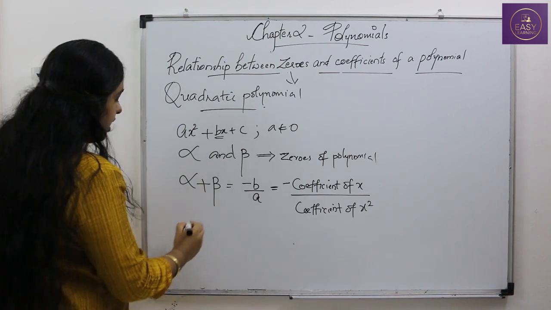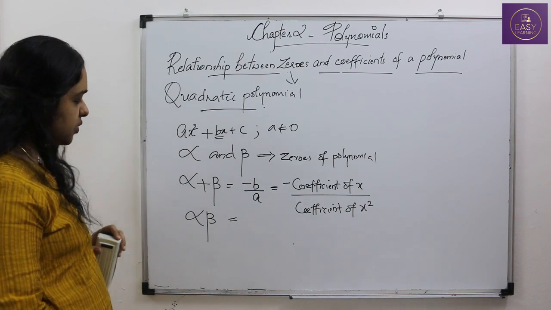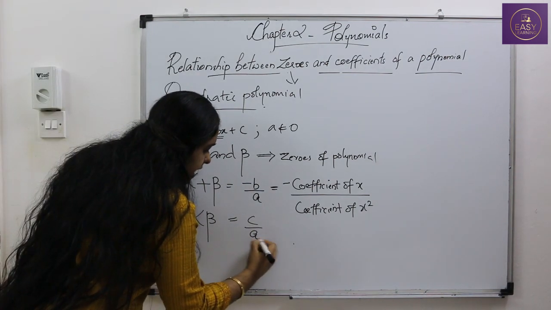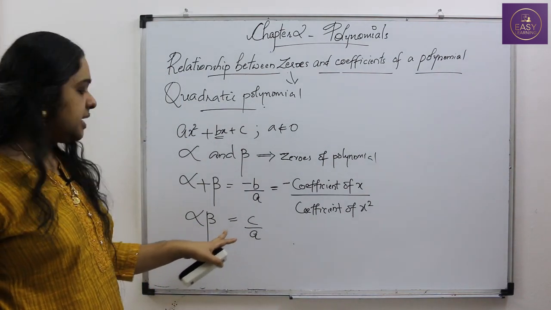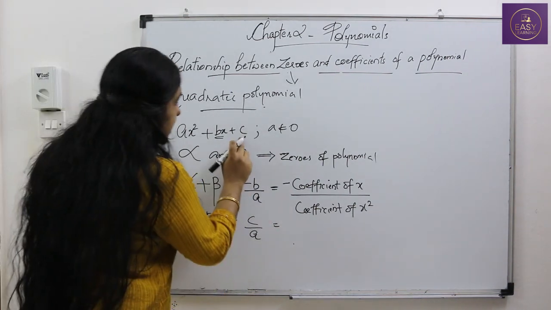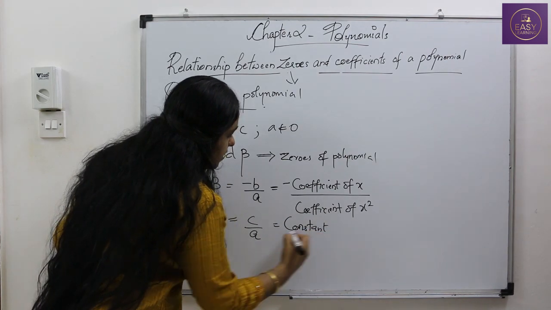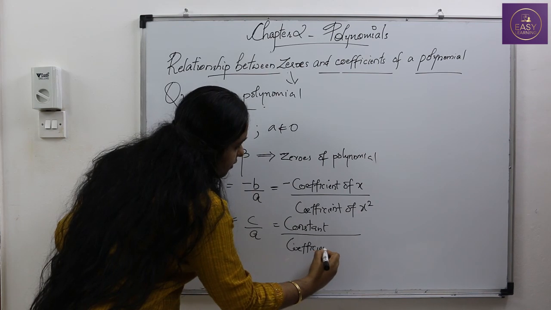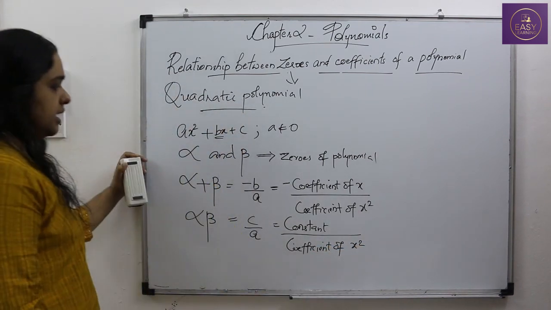Then alpha beta will be equal to c by a. Alpha beta, that is the product of the zeros of the polynomial, is c by a. C is a constant, right? So it is the constant by the coefficient of x square.